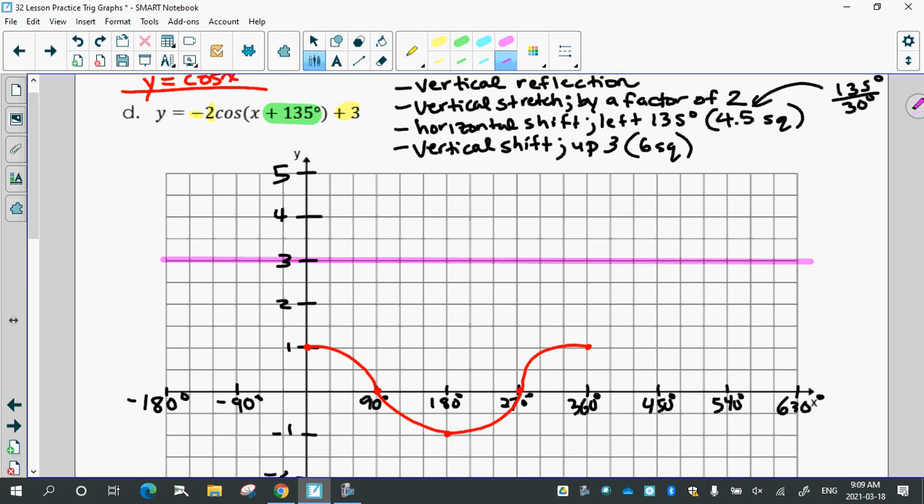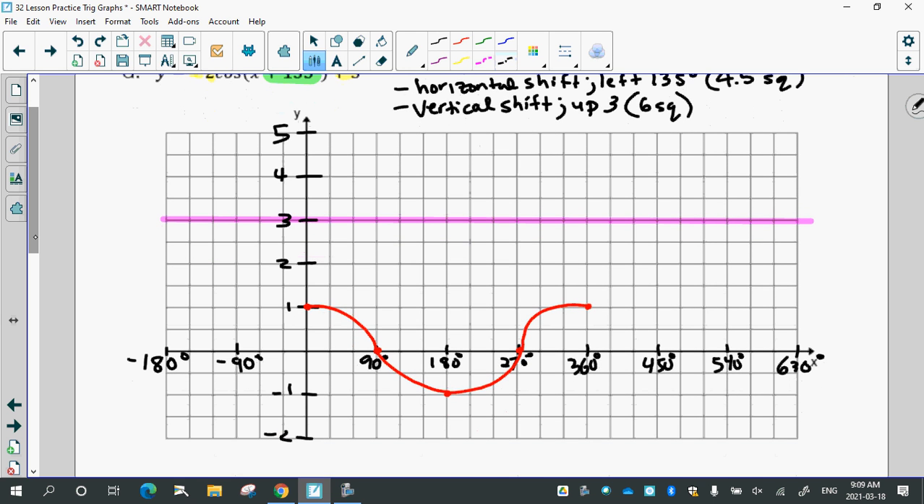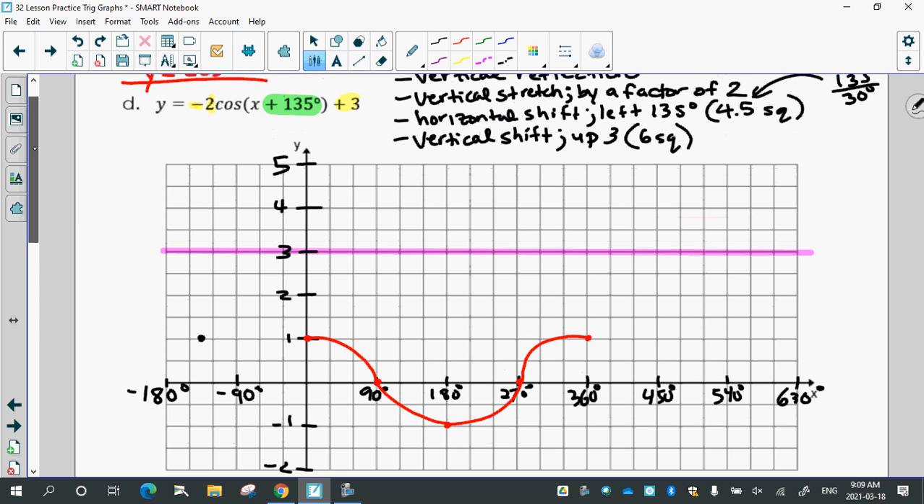Alright, so then once you've done all that, you get your pencil back out and you start applying the transformations to each point. So vertical reflection, so instead of being up 1, I'm going to be down 1 from the x-axis. Stretch by a factor of 2, so then I'm down to -2. Then left 4.5 squares, 1, 2, 3, 4.5, and up 6, 1, 2, 3, 4, 5, 6. So that's the image of the first point.